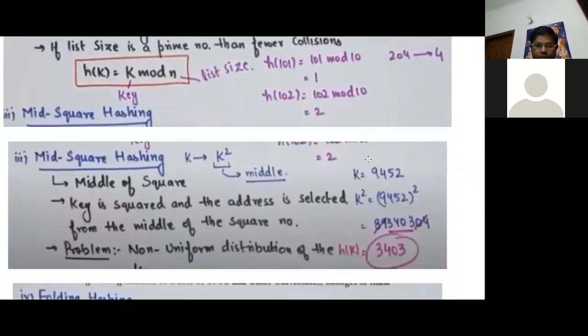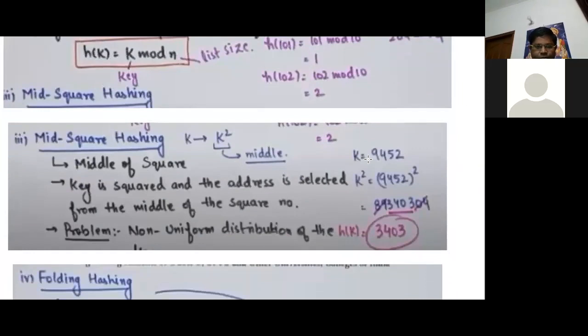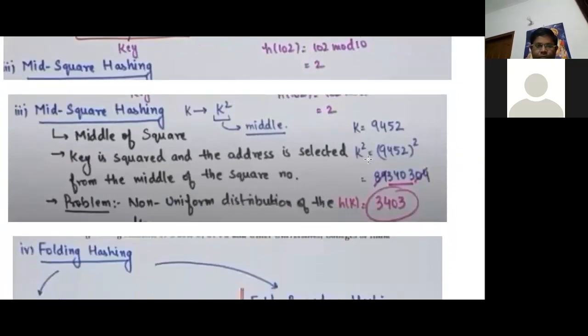The third type is mid-square hashing. Mid-square hashing means the key is squared and the address is selected from the middle of the square number. Let's take an example. Suppose we are given the key 9452. We have to calculate k square, so 9452 squared returns 89340304.